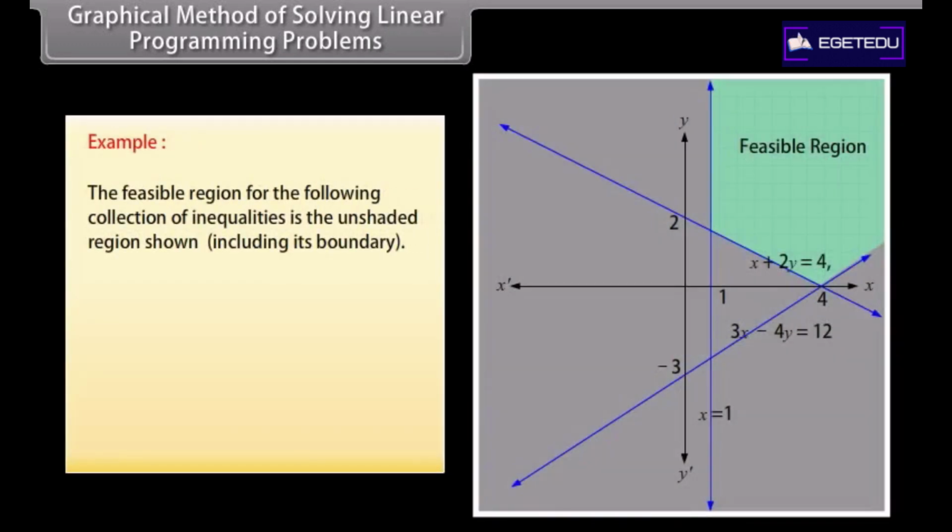Example: the feasible region for the following collection of inequalities is the unshaded region shown, including its boundary. 3x minus 4y is smaller than or equal to 12. x plus 2y is greater than or equal to 4. x is greater than or equal to 1, y is greater than or equal to 0.